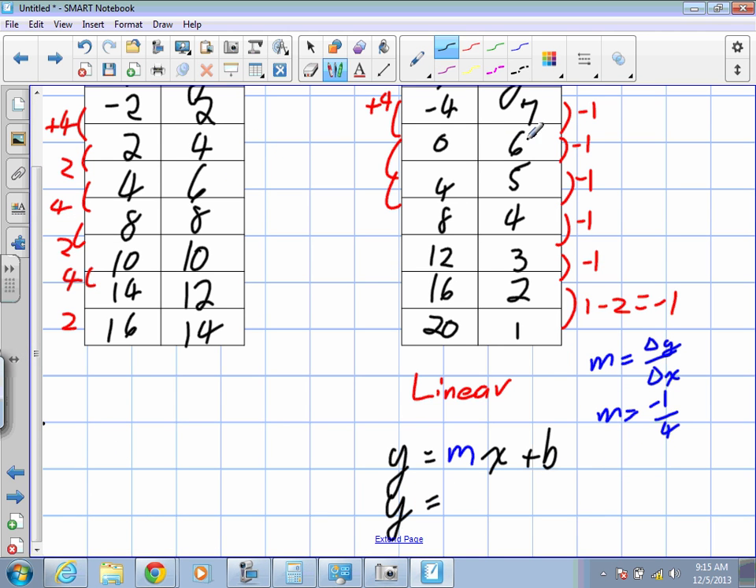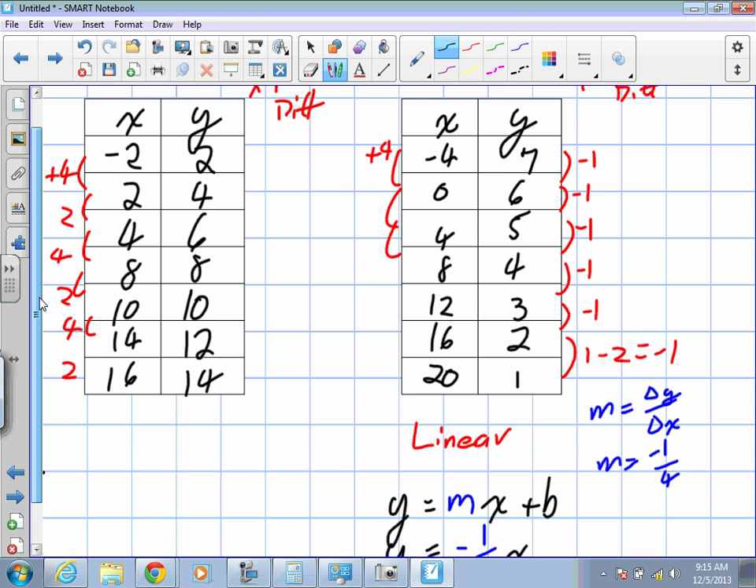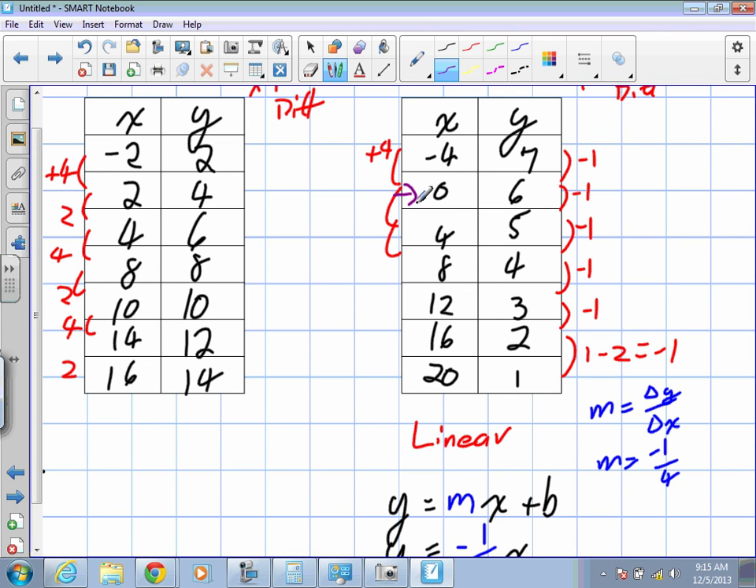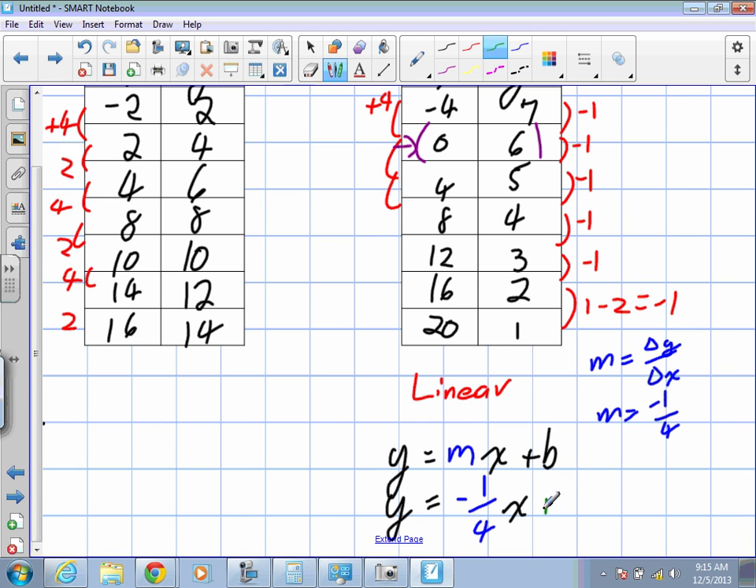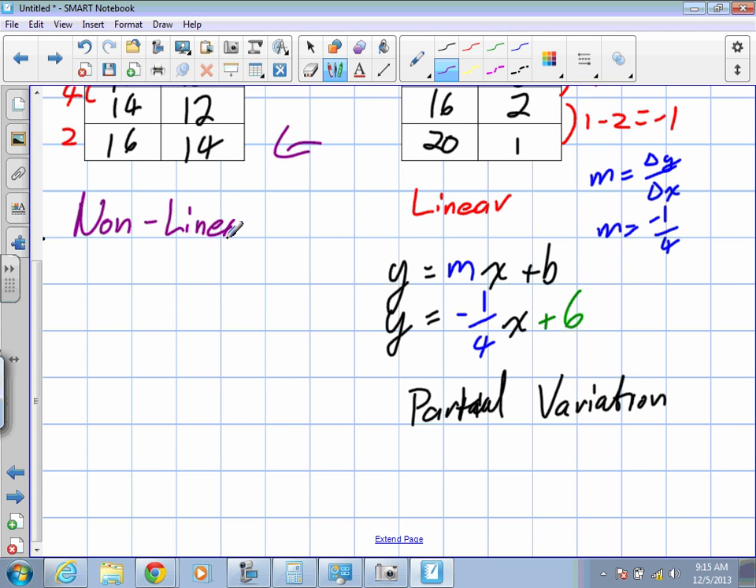Negative 1 over 4. And what is our y-intercept? 6. That's right. It's when x is equal to 0. So our y-intercept is positive 6. And what type of variation is this? Let's say partial. T-I-A-L. And just to put a note on the bottom one, was this linear? Maybe. Non-linear. I told you guys that it technically was. Okay. So that's everything we've done today.